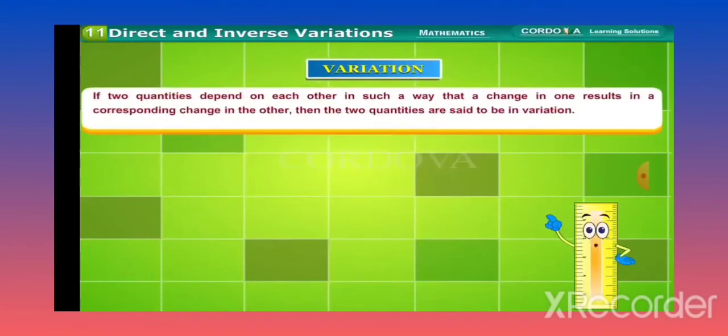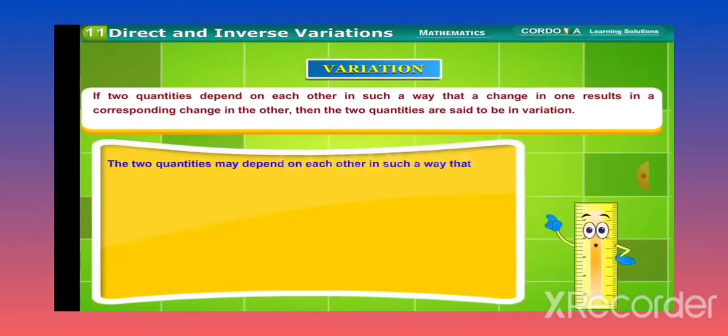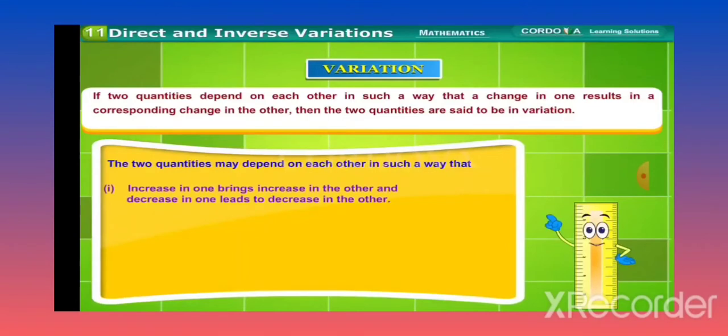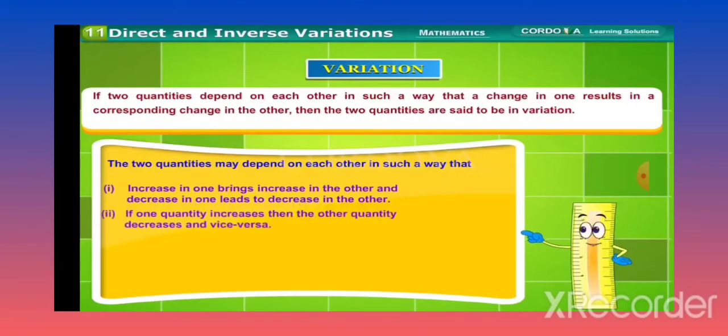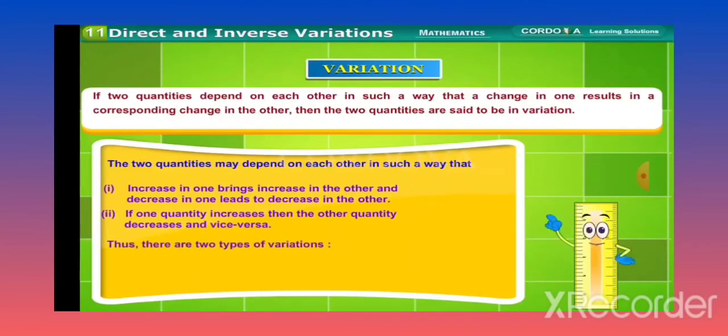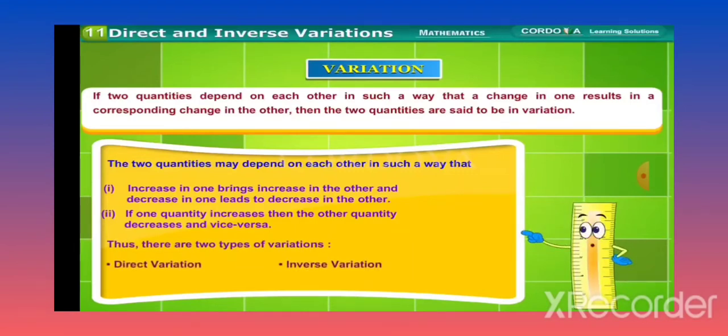Variation. If two quantities depend on each other in such a way that a change in one results in a corresponding change in the other, then the two quantities are said to be in variation. The two quantities may depend on each other in such a way that an increase in one brings an increase in the other, and a decrease in one leads to a decrease in the other. Or, if one quantity increases, then the other quantity decreases, and vice versa. Thus, there are two types of variations: direct variation and inverse variation.